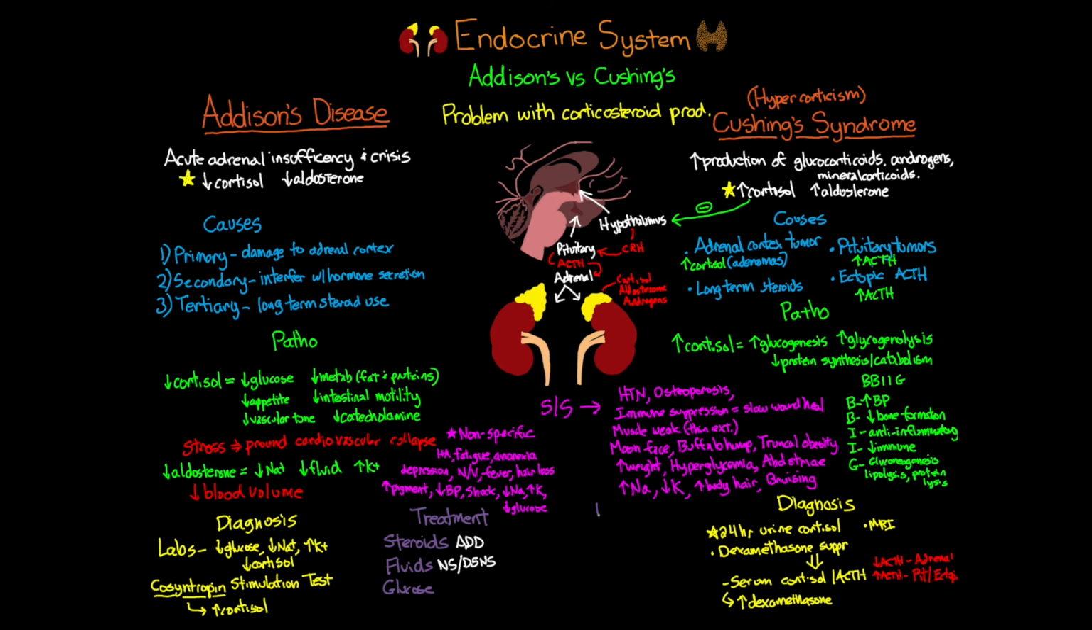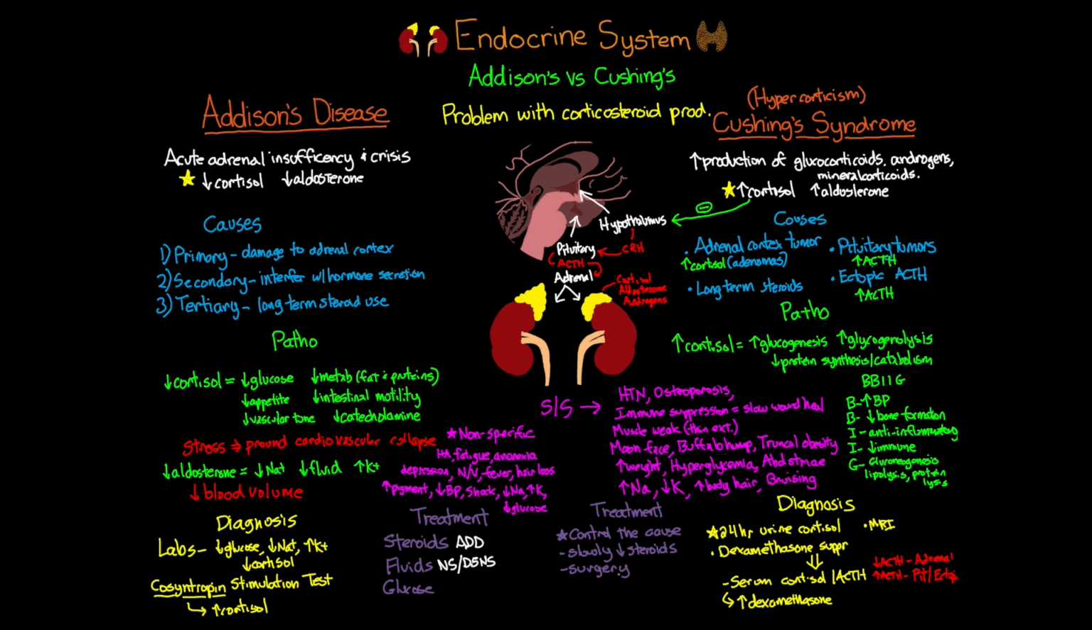And so finally, if we talk about the treatment for these patients, it's really all going to revolve around controlling the cause. So if our cause is from long-term steroid use, then we're going to do things like slowly decreasing our steroid dose. If it's one of our other causes, we can look at things like surgery. And this could just be a surgery to remove the ectopic source of ACTH production.